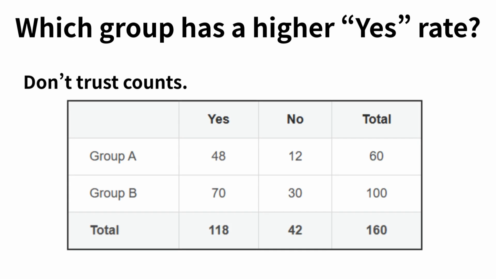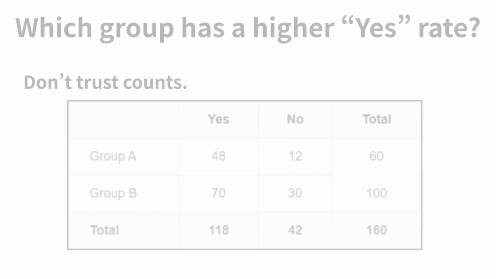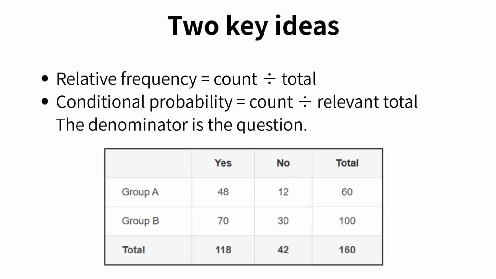Take a look at this table. Group B has more yeses, so it feels higher. But the SAT asks, out of what? Compare yes rates, not counts. Before calculating, define the denominator.